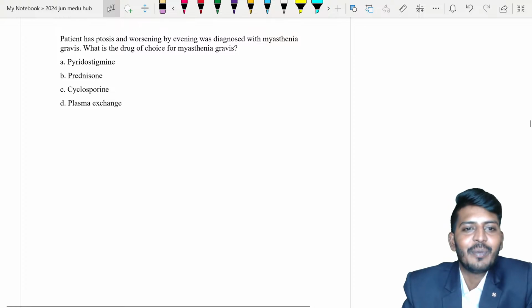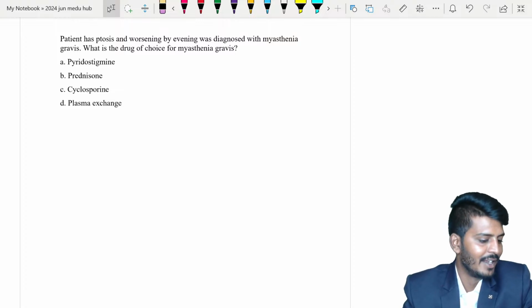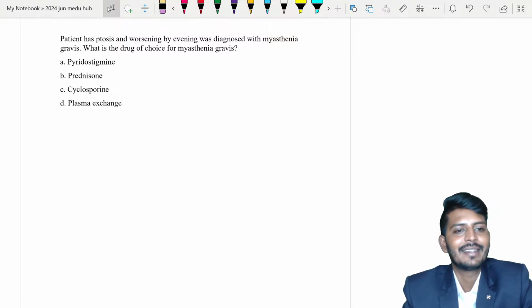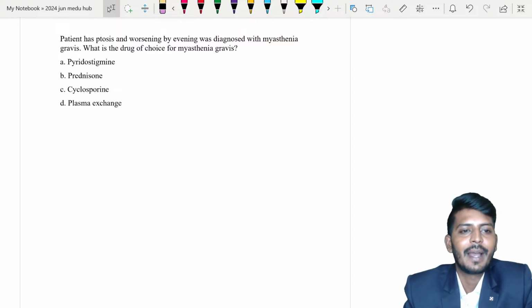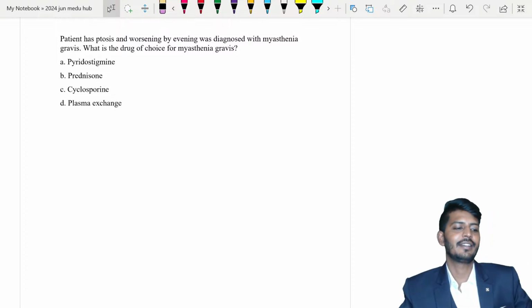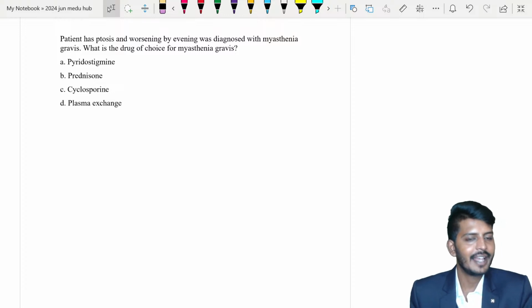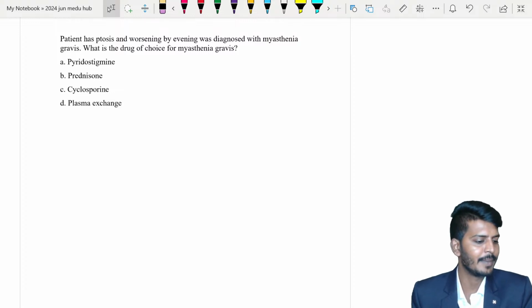Patient has ptosis worsening by evening, was diagnosed with myasthenia gravis. What is the drug of choice for myasthenia gravis? बता दो भैया, जल्दी बताओ. Options are pyridostigmine, prednisolone, cyclosporin and plasma exchange. Yes, come on guys, quickly. Pyridostigmine, prednisolone, cyclosporin and plasma exchange.